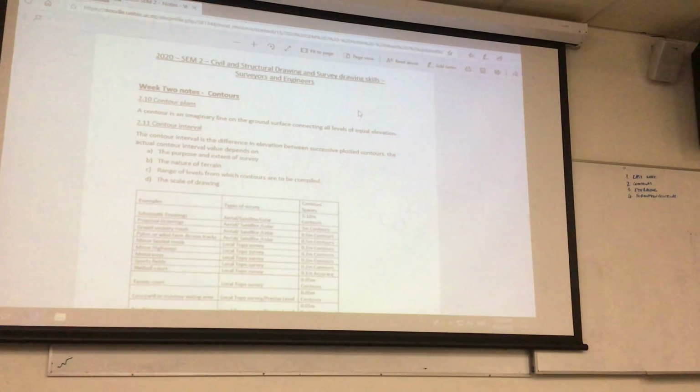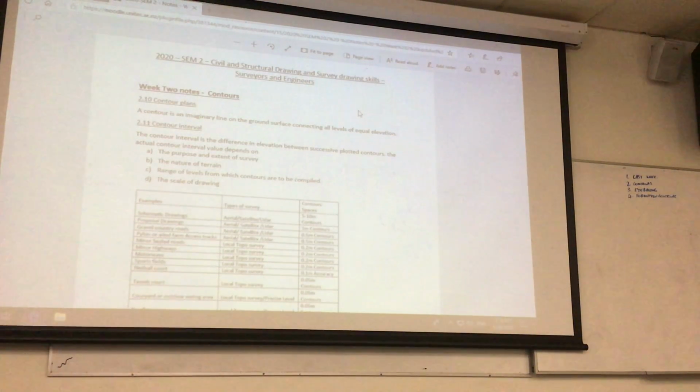So the contour is an imaginary line on the ground surface connecting all levels of equal elevation. So in other words, you could probably walk around a contour and eventually you'll end up back where you are. Might take quite some time. It might be off the drawing. It might be walking around Mount Eden at the same height, but eventually you'll get back to the same position. Something to always remember.